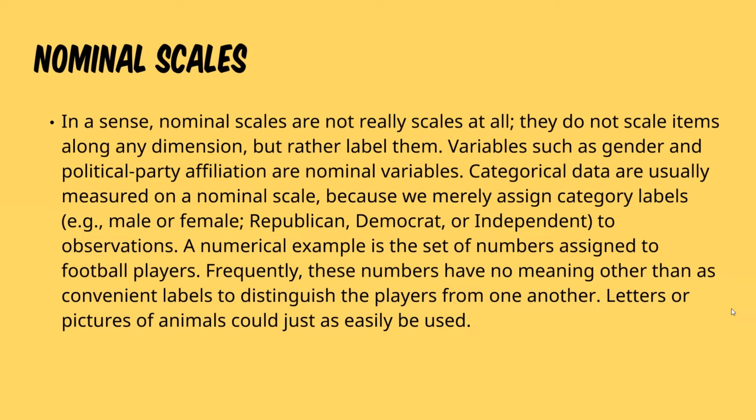Categorical data are usually measured on a nominal scale because we merely assign category labels, for example, male, female, Republican, Democrat, to observations. A numerical example is the set of numbers assigned to football players. Frequently, these numbers have no meaning other than as convenient labels to distinguish these players from one another. Letters or pictures of animals could just as easily be used.